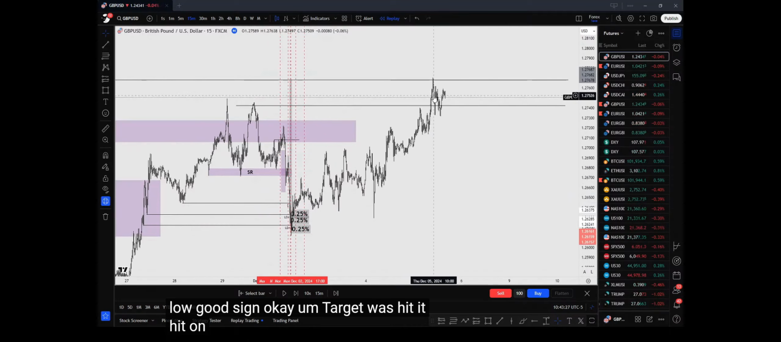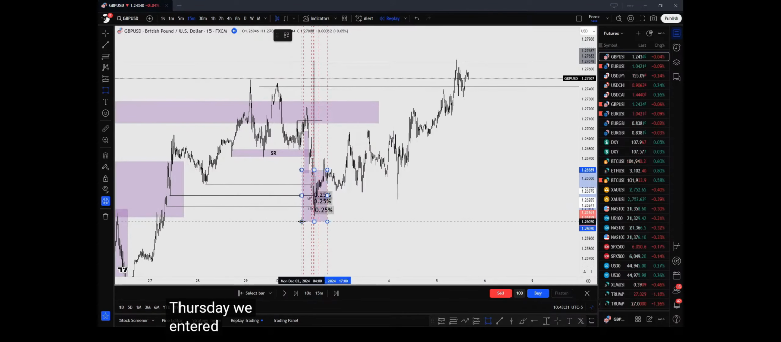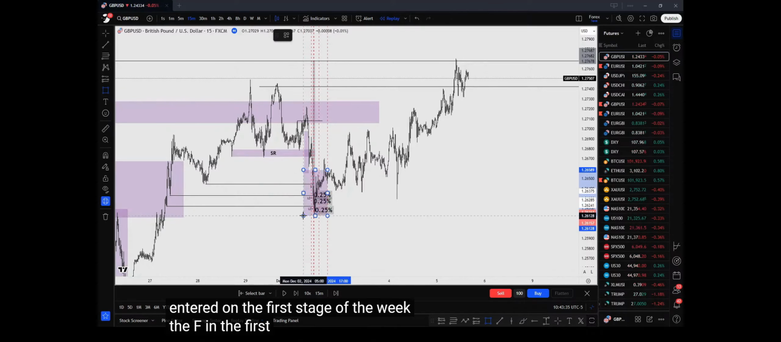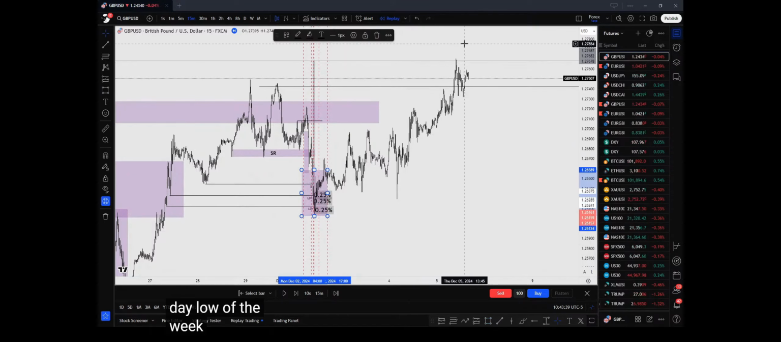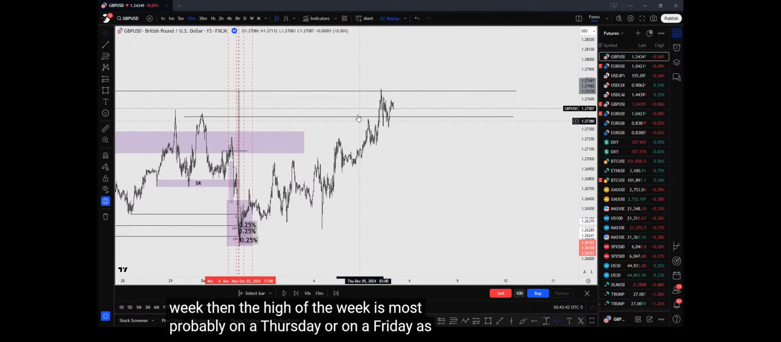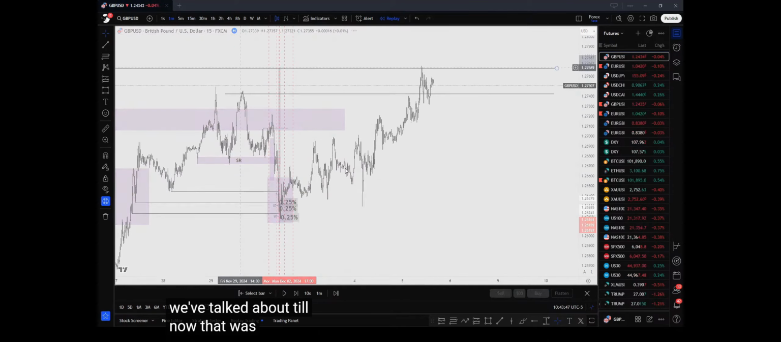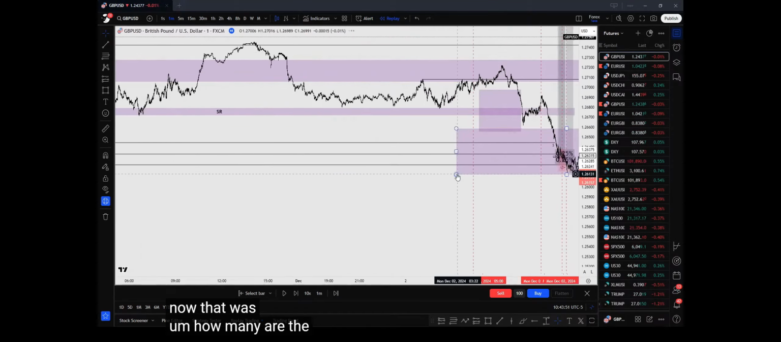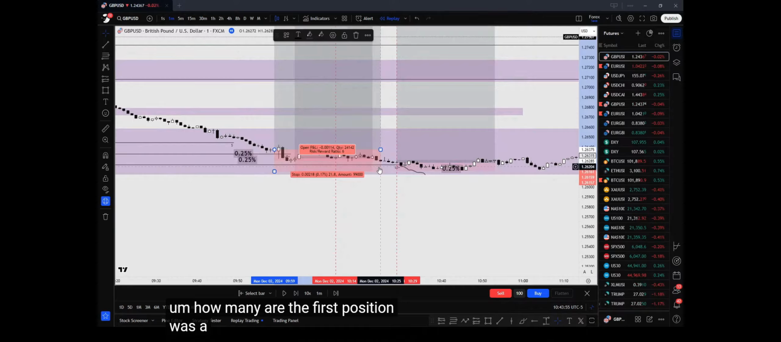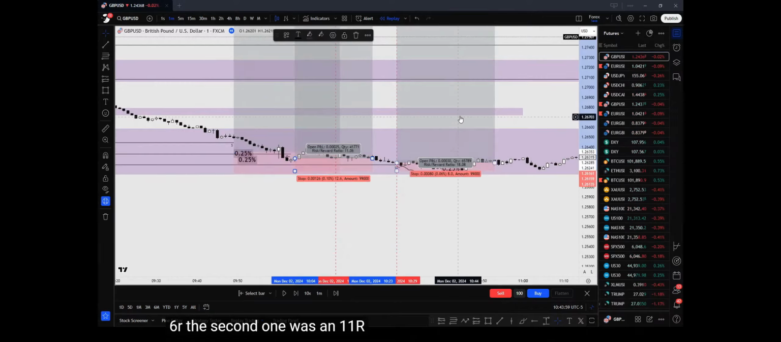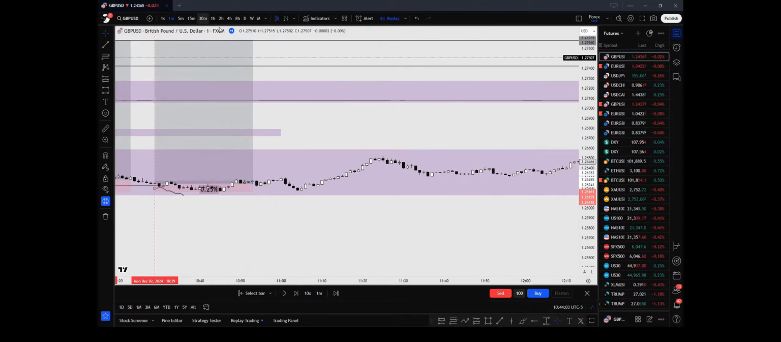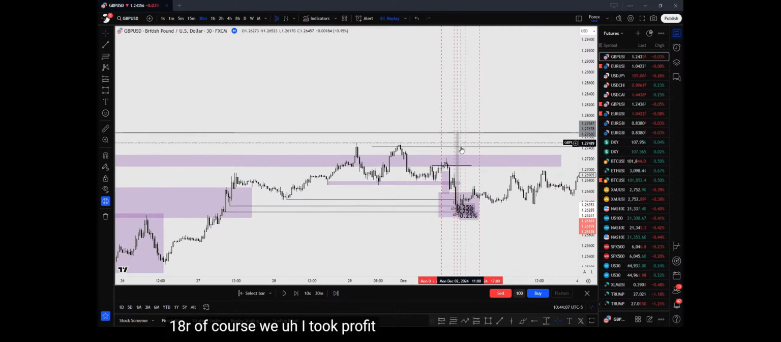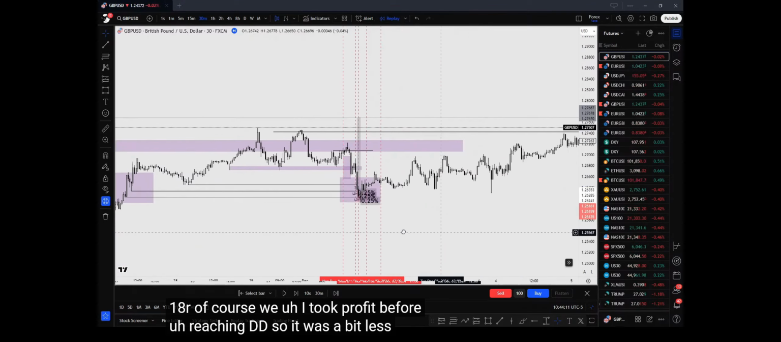It hit on Thursday. We entered on the first day, the low of the week. Then the high of the week is most probably on a Thursday or a Friday, as we've talked about till now. How many R was that? The first position was a 6R. The second one was an 11R, and this one was an 18R. Of course, I took profit before reaching the LD, so it was a bit less than that.